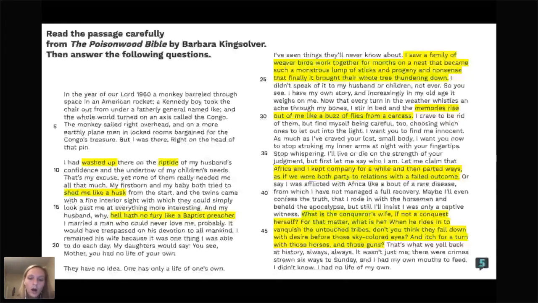When she asks, what is the conqueror's wife if not a conquest herself? I think that this is kind of talking about her relationship with her husband, Nathan, who is the Baptist preacher, like I said. He's being portrayed in this specific example as a conqueror, trying to conquer all of these different African tribes to convert them to Christianity and believe in the things they do and live the way they do.